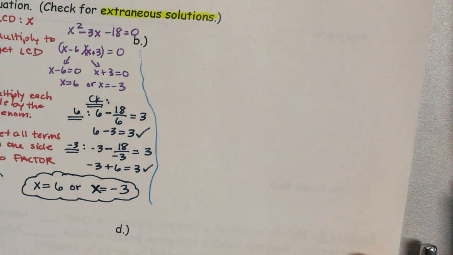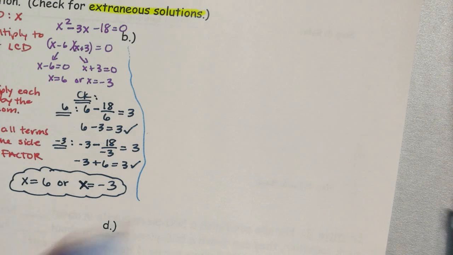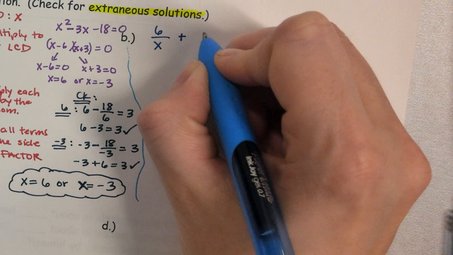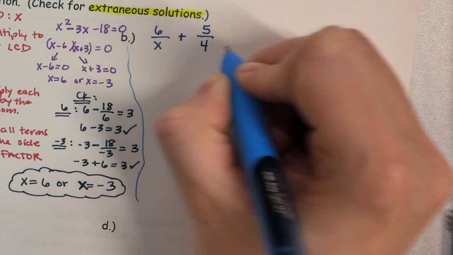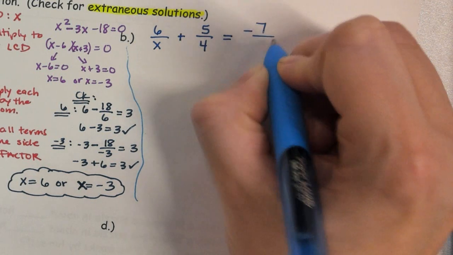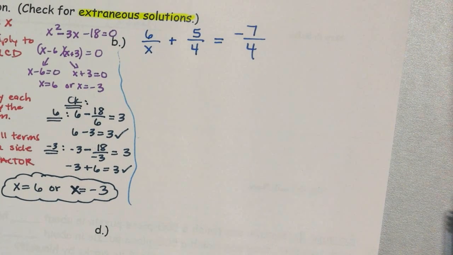Okay, and then for part B, we have 6 over x plus 5 over 4 equals negative 7 over 4. And I'll just tell you ahead of time, there are multiple ways to solve this problem. I'm going to show you a new strategy for this.